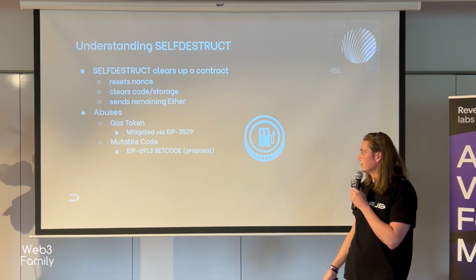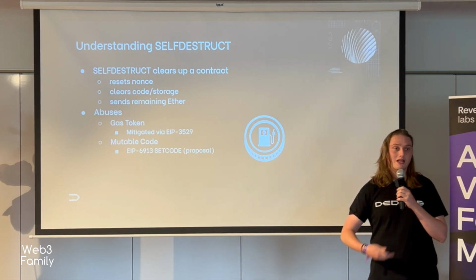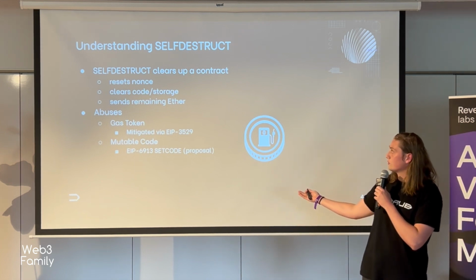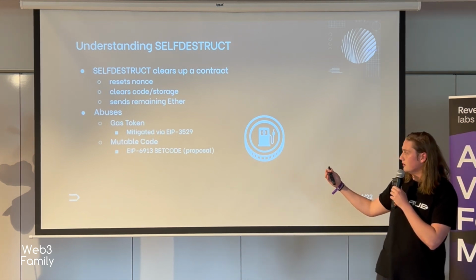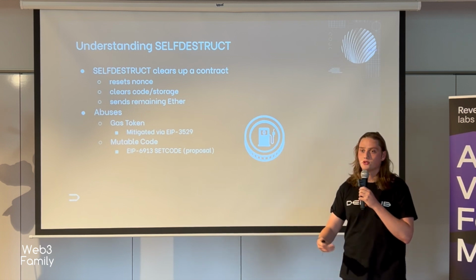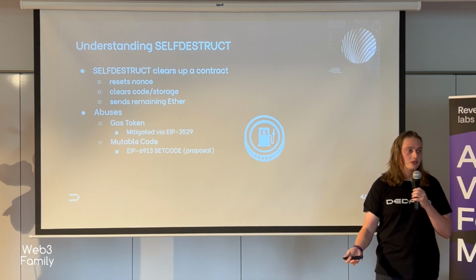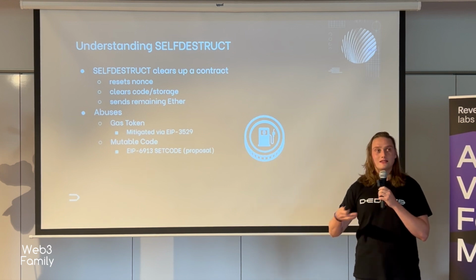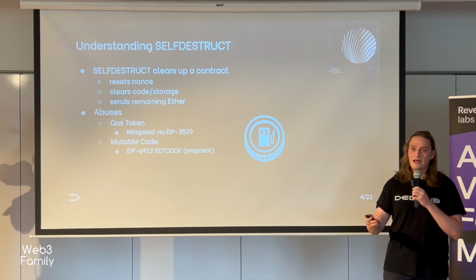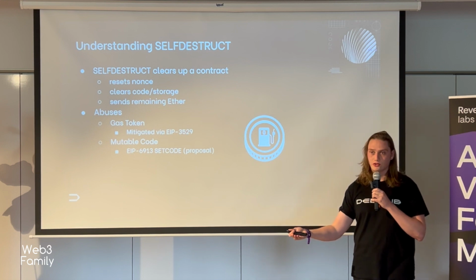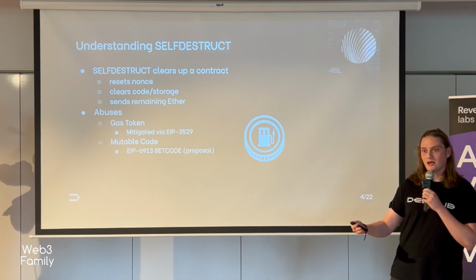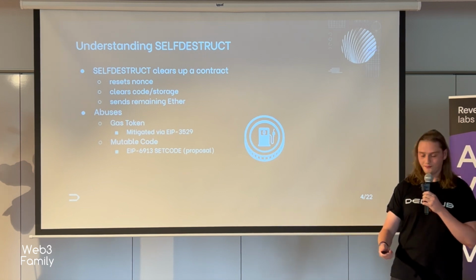This abuse isn't actually the reason we wanted to remove self-destruct from the EVM, since it was mitigated with EIP 3529, which ended up slashing these refunds. Another abuse we saw of self-destruct over the years was mutable code. Most people are under the impression that smart contracts are immutable. This didn't actually end up being the case after the introduction of Create 2, which I'll get into a little bit later. And it broke the immutability guarantees that you had on chain.